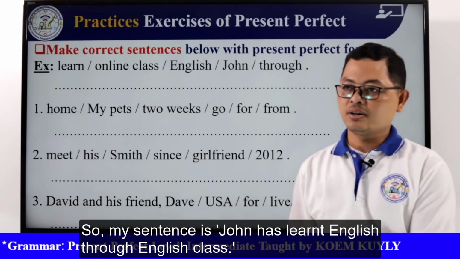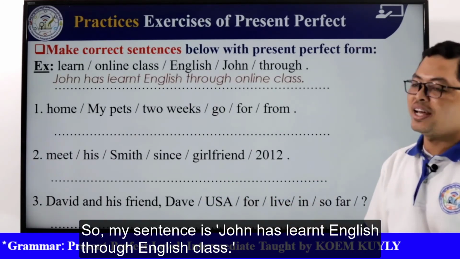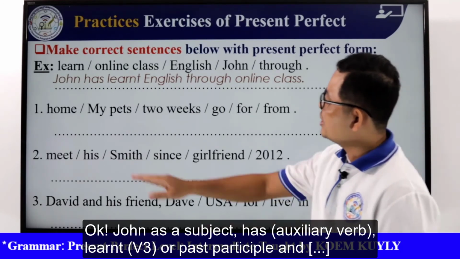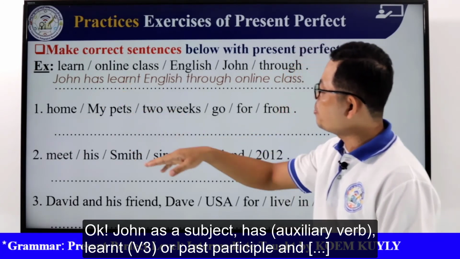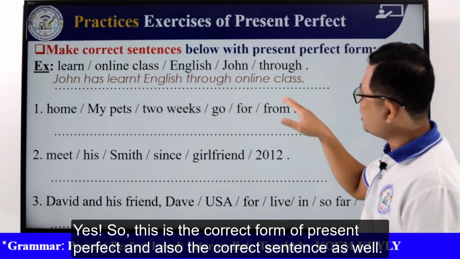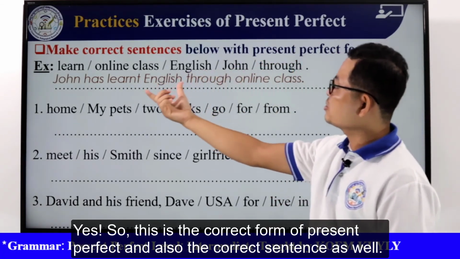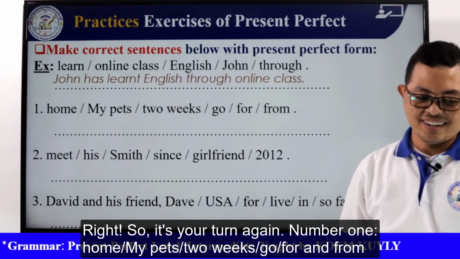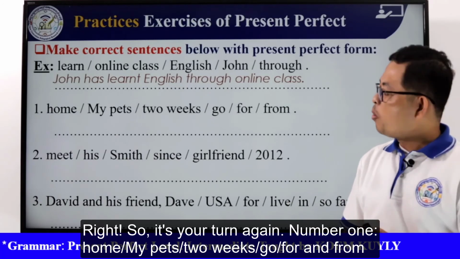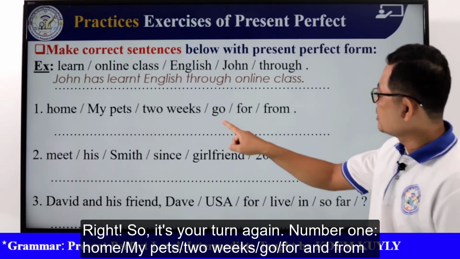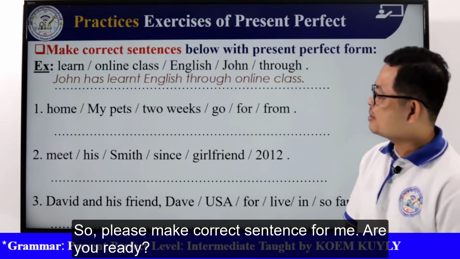For example, learn, English, John, through, online class. So how can I make a correct sentence? So my sentence is John has learned English through online class. Okay, John as a subject, has auxiliary verb, learned verb 3 or past participle, and so on. Yes. So this is the correct form of present perfect and also the correct sentence as well. All right. So it's your turn again. Number 1, home, my pet, 2 weeks, go, for, and from. So please make a correct sentence for me.